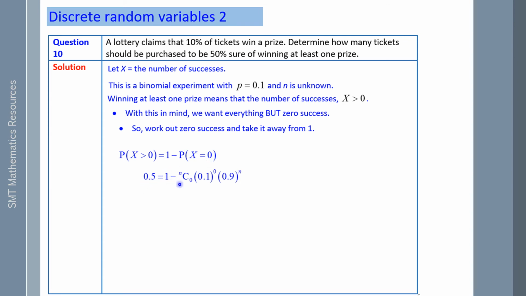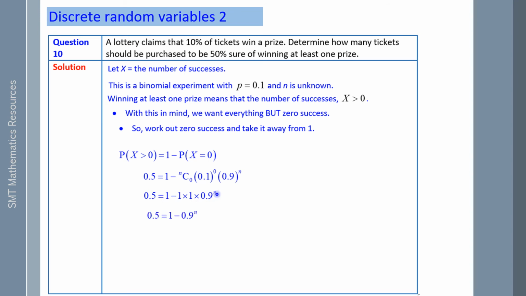There's my 1. Now for exactly 0, it's nC0 because I don't know n. There's my success, there's my failure. I want 0 successes, I just don't know how many failures. Now I'm just going to evaluate. Anything nC0 is 1, 0.1 to the 0 is 1. And now I've got an equation with the power, so we might have to use logs.